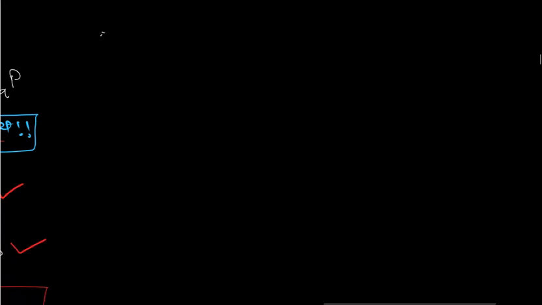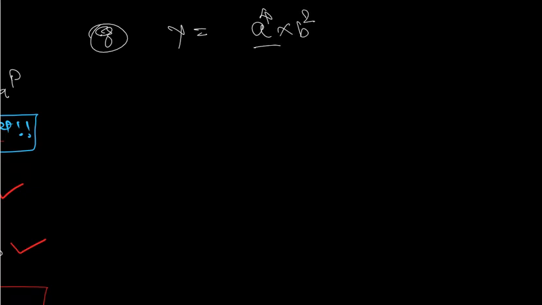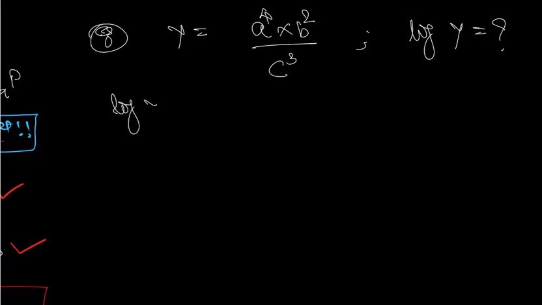Suppose I have got an expression y is equal to a raised to 4 into b square upon c cube, right? Can you find what is log of y? So see how to find. Log of y is equal to log of a raised to 4 b square by c cube.